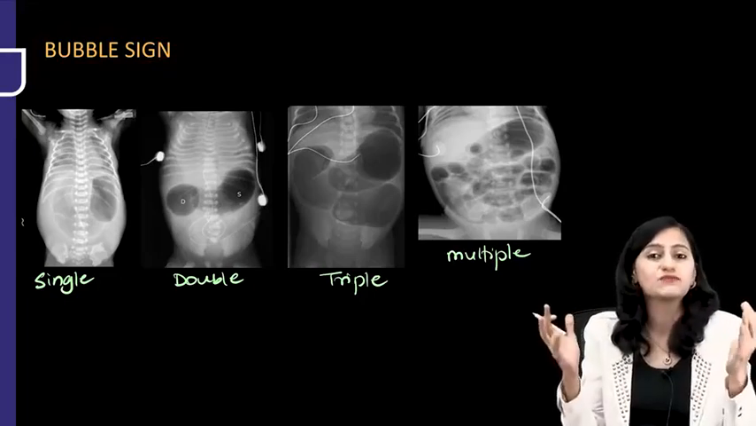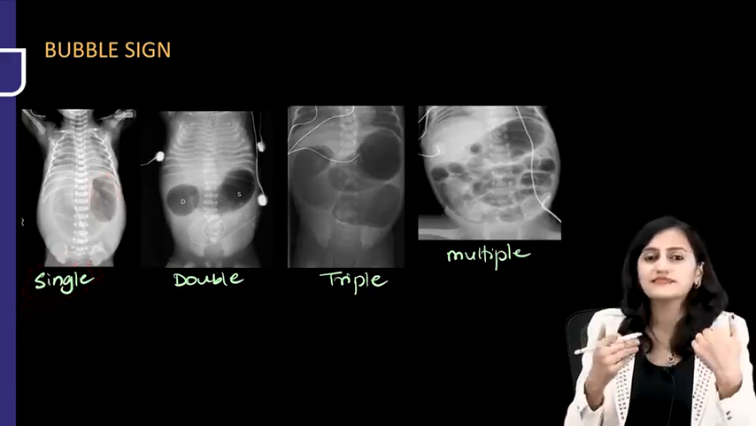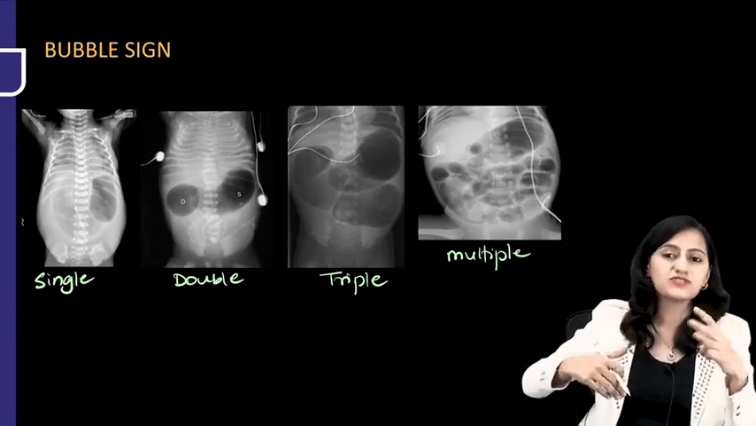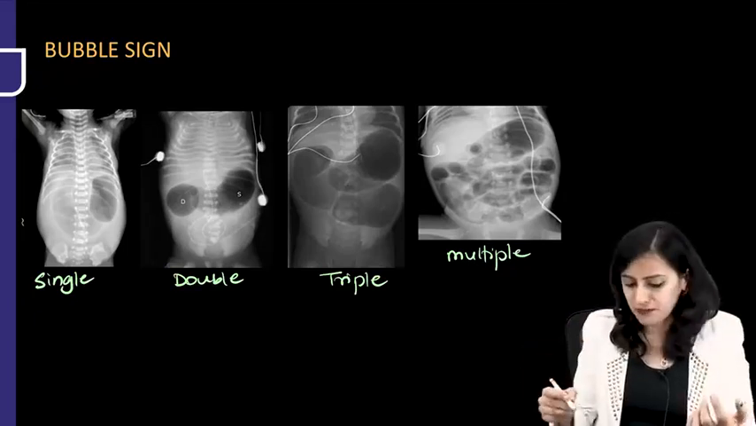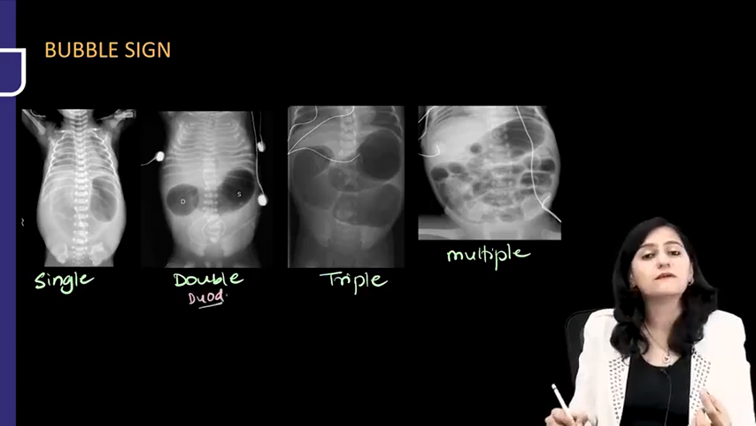Next one, what bubble sign would you see in pyloric stenosis? It's only the stomach which is distended, so single bubble. So stomach obstructed, single bubble sign. Then duodenum, double bubble, then jejunum, triple bubble, ileum, multiple bubble. So basically duodenal obstruction will give the double bubble sign.